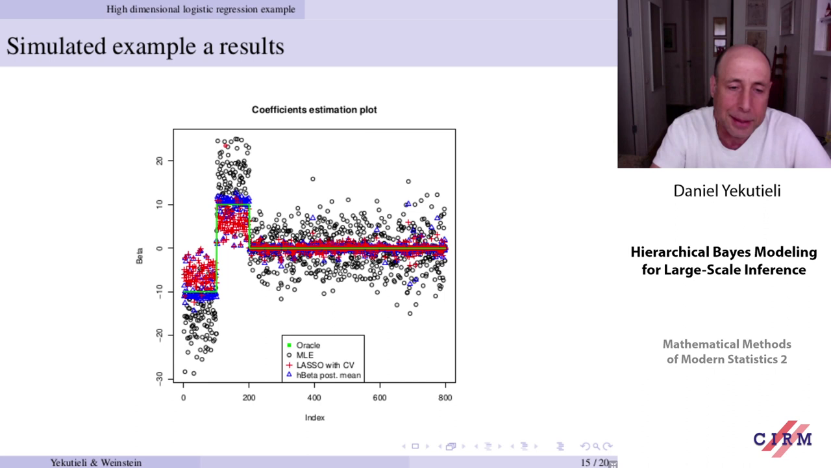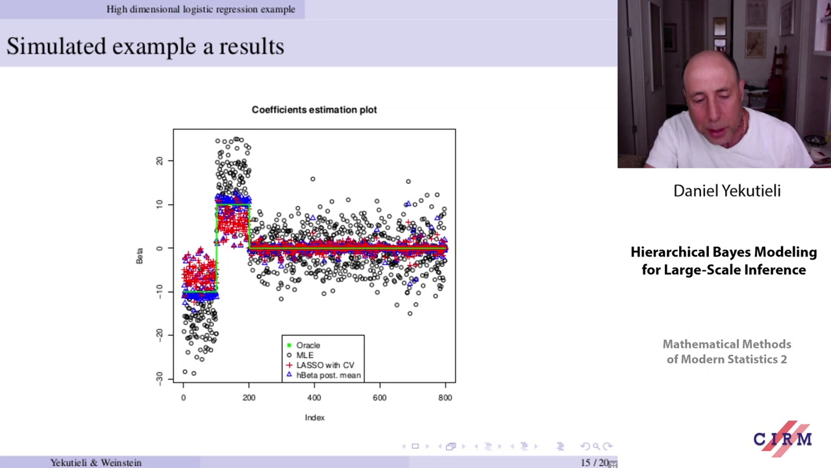Lasso, for example, shrinks. What we see here, the black ones are the MLEs, the green are the real beta values. And we see that the lasso with cross-validation shrinks a bit too strongly. All the zeros are around zero. All the plus tens were shrunk down to about five. All the minus tens were shrunk to about minus five.